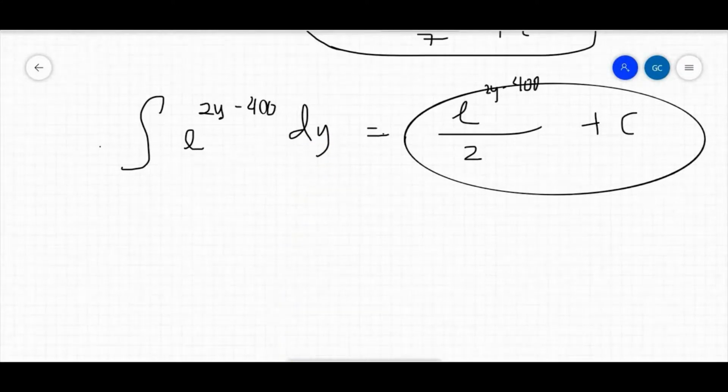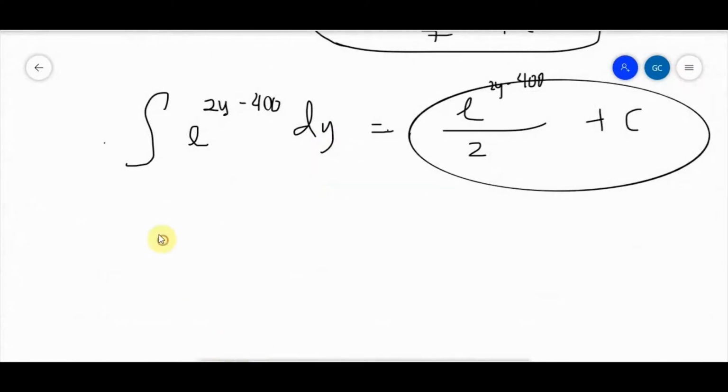Now what if I have the integral of e raised to x squared minus 1, with respect to x, of course. How are we going to integrate this one? The same thing, we follow the rule. Don't get distracted by the x squared minus 1. Let's just follow the rule.